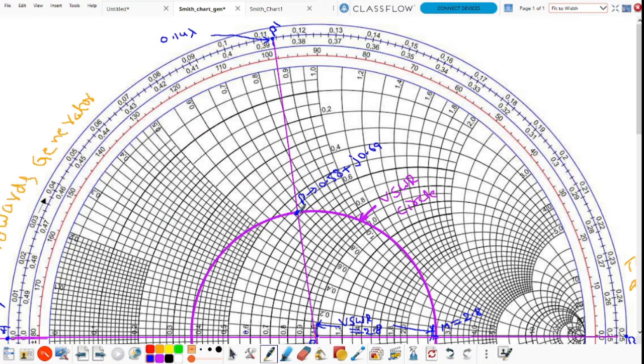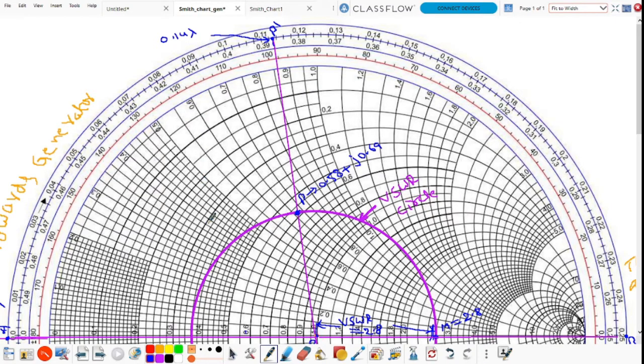Once again, this is the point P, and the line OP is extended to the outer circle rim. That outer circle rim touching point is considered as P dash. At point P dash, the value is 0.14 lambda approximately. This point P dash represents the load point. The position of P dash in terms of the wavelength is 0.14 lambda.